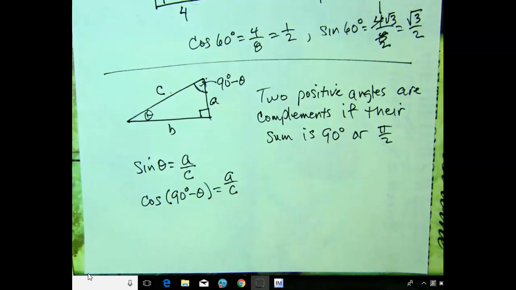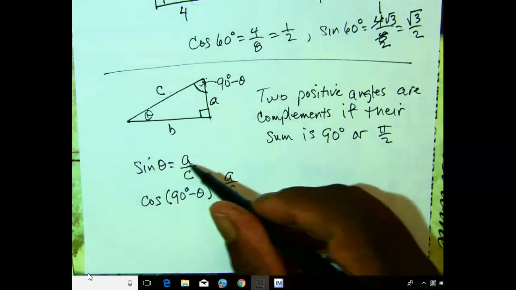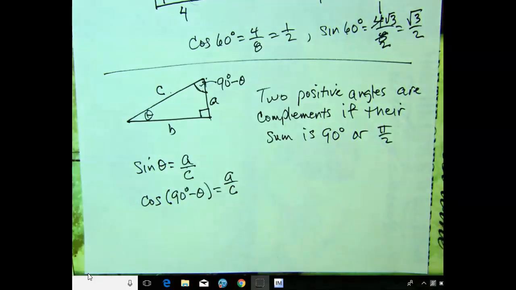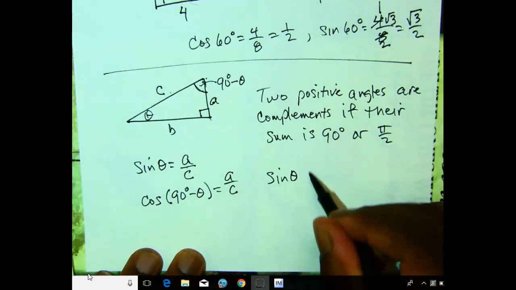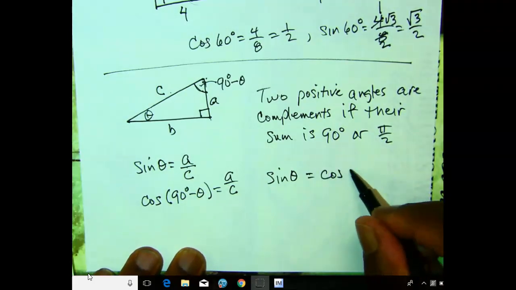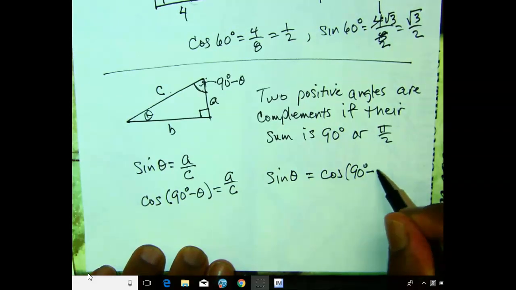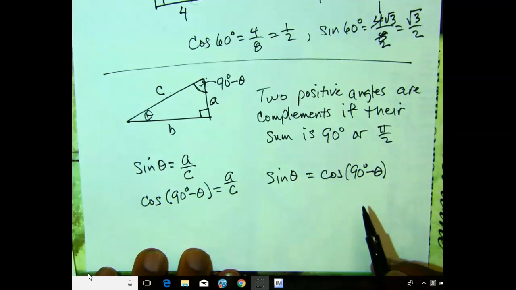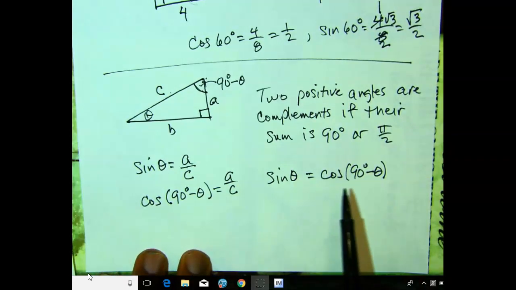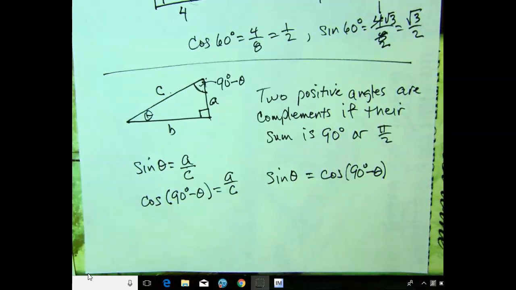And I know you all remember that transitive property you studied so much in geometry. If both of these are equal to A over C, then they are equal to each other. So sine of theta is equal to the cosine of 90 degrees minus theta. So these two functions are considered cofunctions.